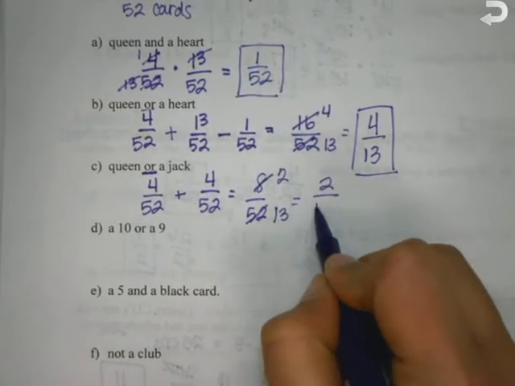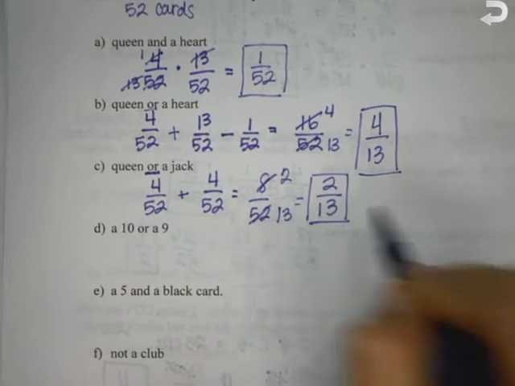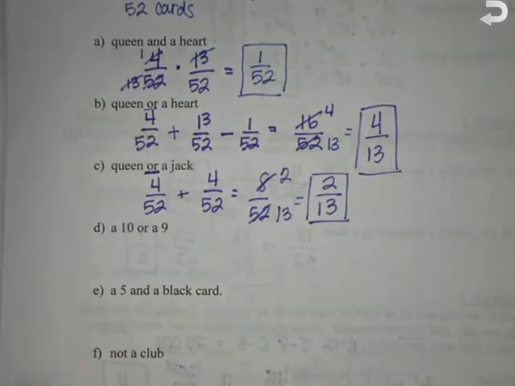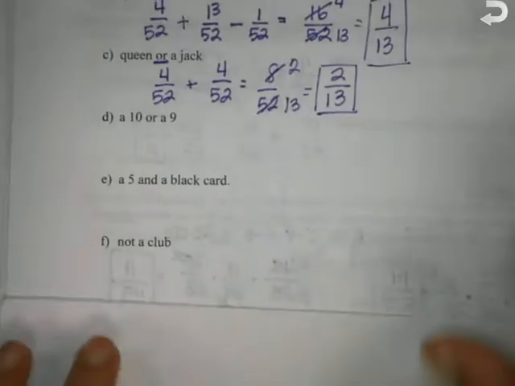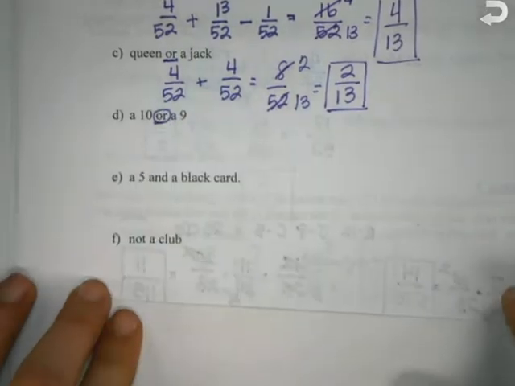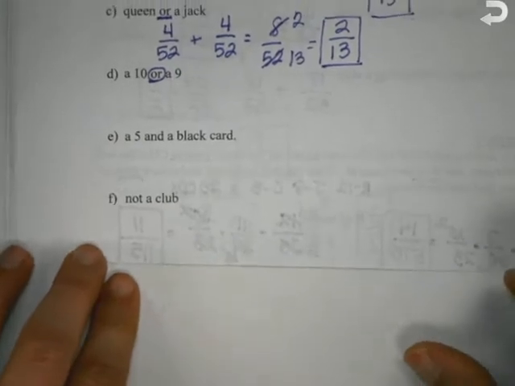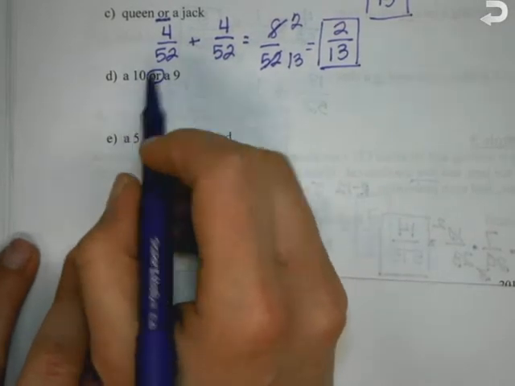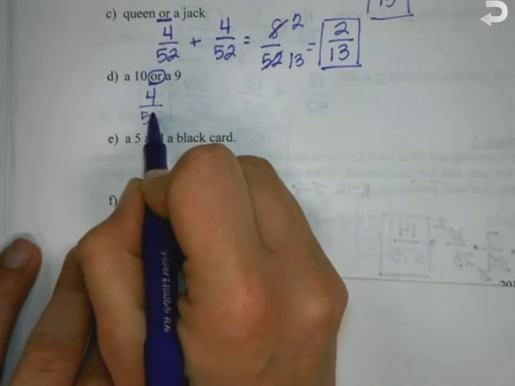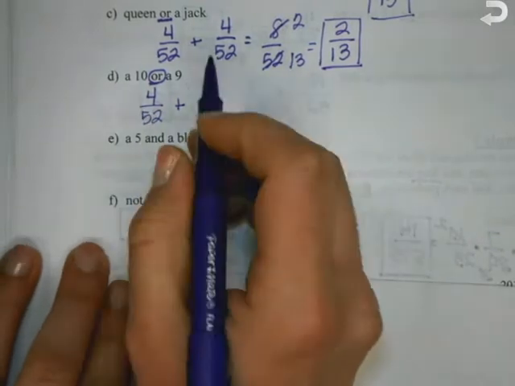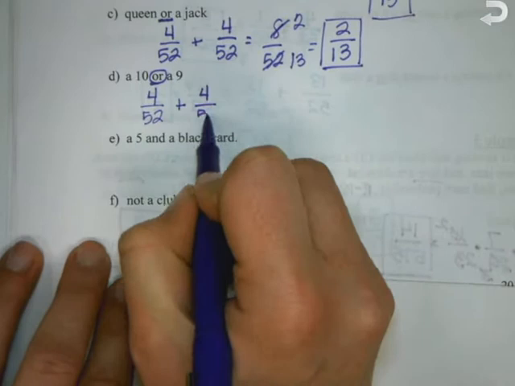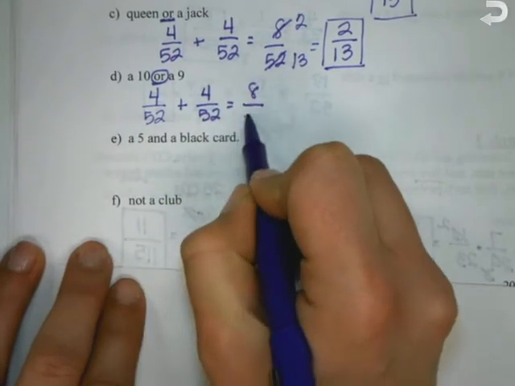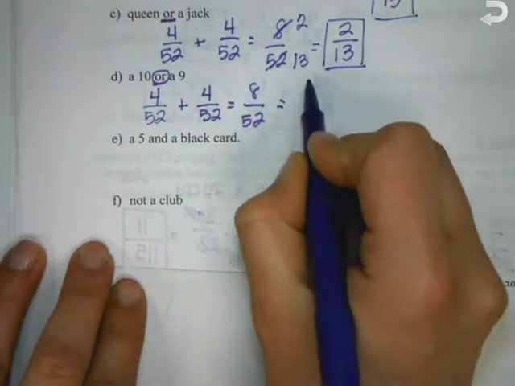D, 10 or a 9. Is there any overlap there? No. And the word that we are given is or. So is that addition or subtraction? Addition. So what's the probability of drawing a 10? How many 10s are in the deck? 4. So 4 out of 52 plus how many 9s? 4. So it would be the same thing. 8 over 52, which we already know is 2 out of 13. Okay. Still not too bad, right?